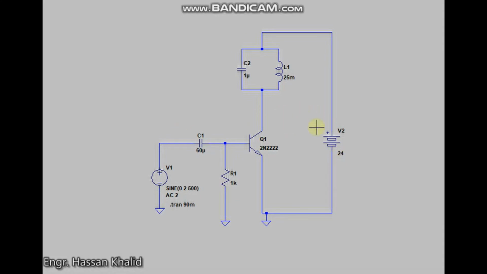This circuit represents the class C amplifier with the resonant tank circuit. This one is the LC parallel circuit that is known as the resonant tank, and this is the input voltage, which we have fixed at 500 hertz. If you solve this parallel network, you will find the resonance frequency, and for these values, 1 microfarad capacitor and 25 millihenry inductance, the resonant frequency is 1000 hertz.